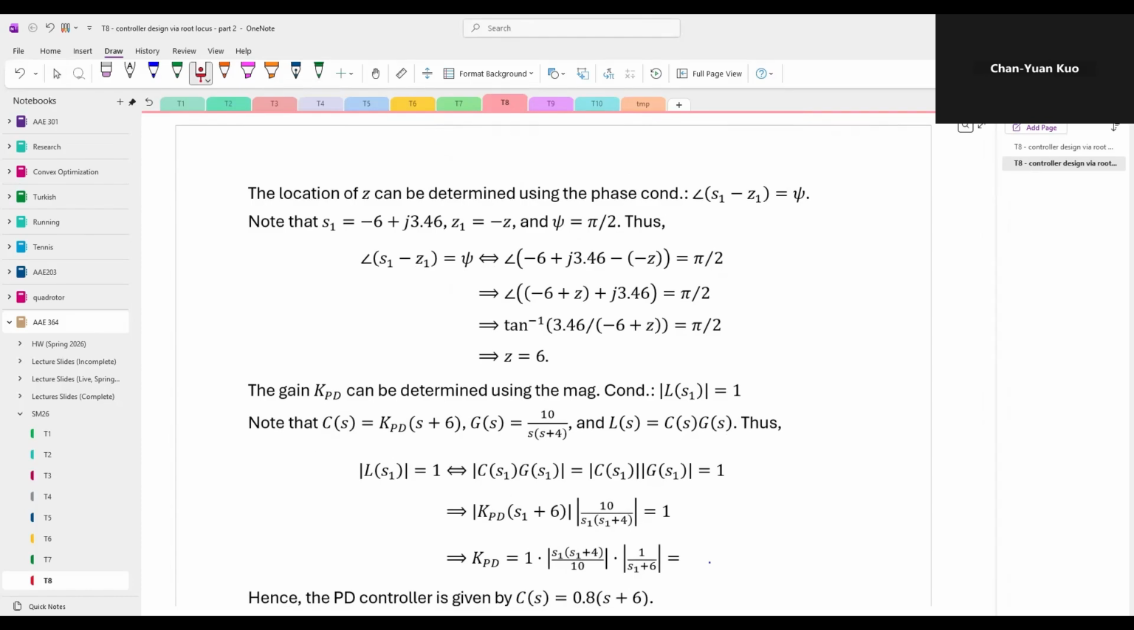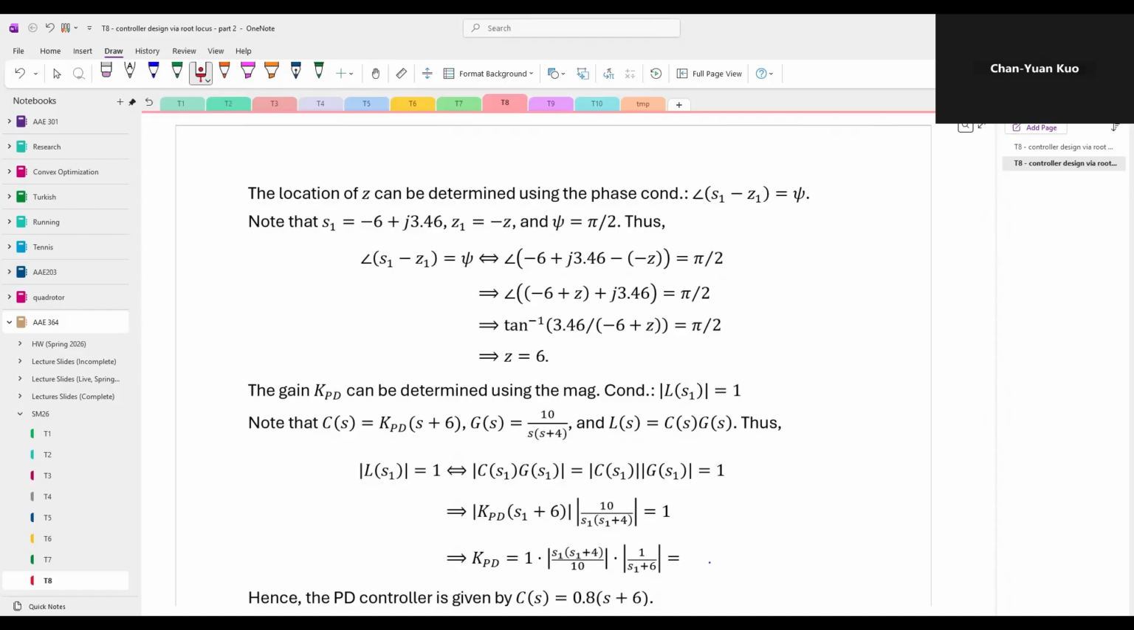From our previous analysis, we know that the PD controller zero must contribute exactly the missing phase so that the phase condition can be satisfied. And since we already know the desired pole location, the amount of missing phase, and that the zero must lie on the negative real axis, we can simply substitute these values into the equation shown here. And after doing so, we can see that the zero should be placed at -6.